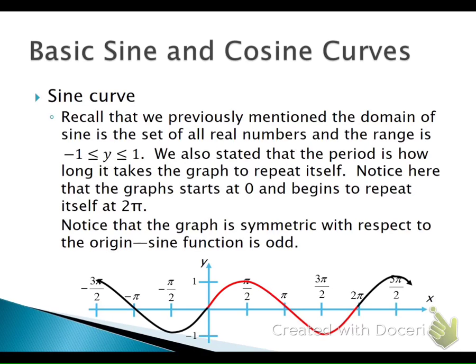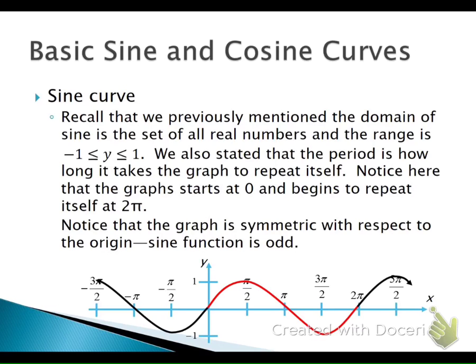It says, recall that we previously mentioned the domain of sine is a set of all real numbers. Because remember, our x's keep going. When you look at the graph, you can see the arrows on both ends. I mean, it keeps going. When you think about our unit circle, we can keep going round and round and round. Therefore, domain of sine is all real numbers.